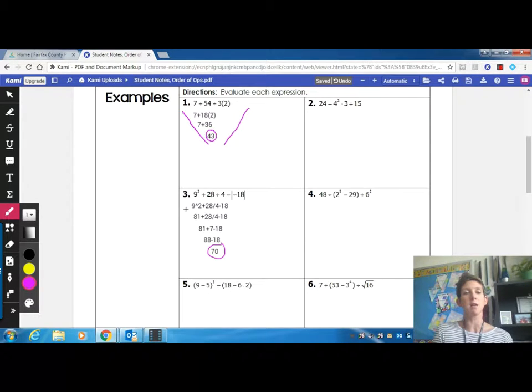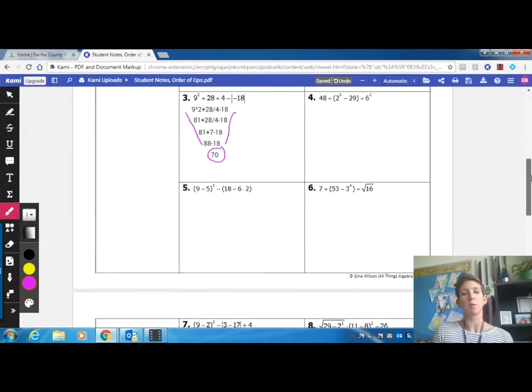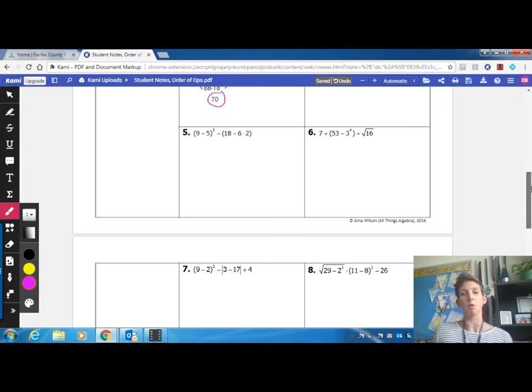And you'll notice here that we have a nice inverted pyramid that shows all of my steps in GEMDAS, the order of operations. So I'm going to now ask you to turn the page because it gets a little bit more complicated on the back. I'm not sure if you've ever seen a problem that looks like this.